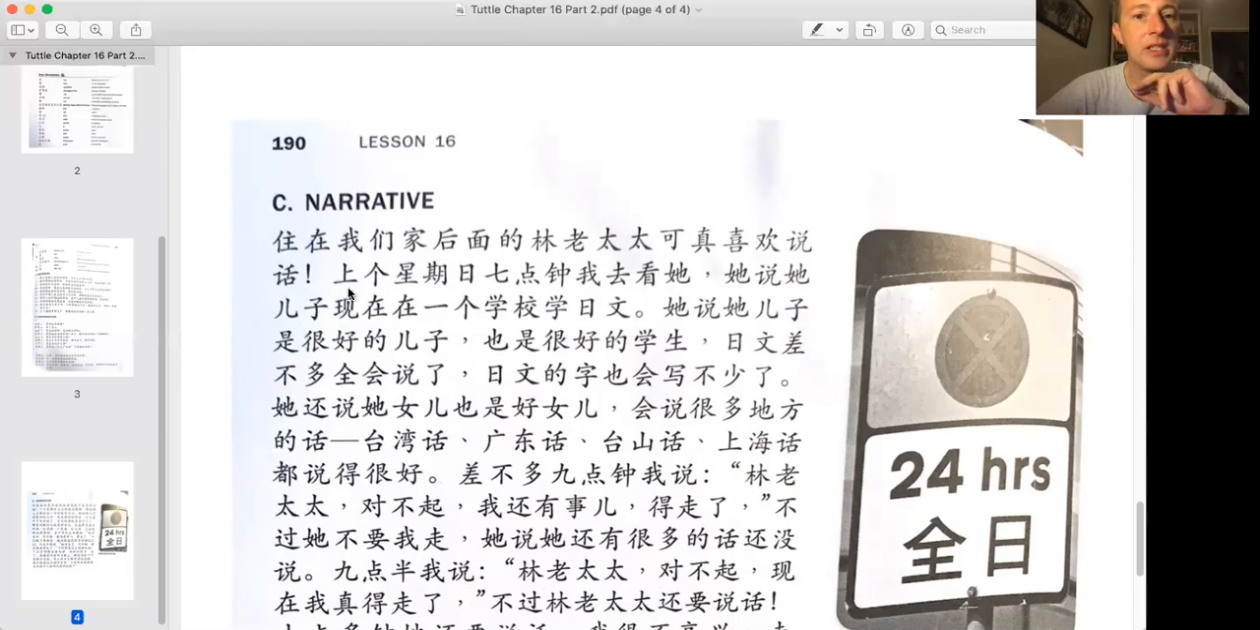上个星期日, last Sunday. We have the character 日 repeated here, 全日, 24 hours. 七点钟, 我去看他. Last Sunday, at 7 o'clock, I went to see her.